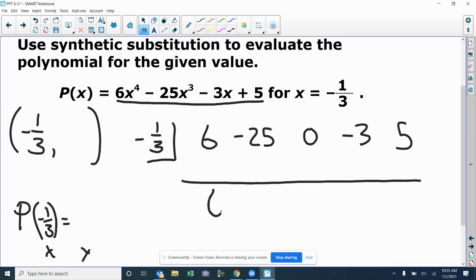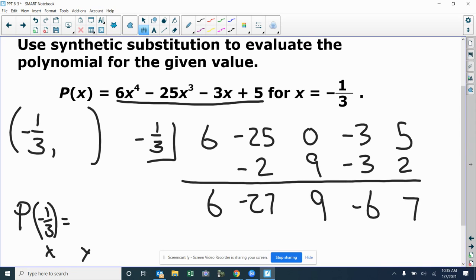6 comes down, right? What is 6 times negative 1/3? Negative 2. Add straight down, I get negative 27. Negative times negative gives me positive 9. 9 comes down, 0 and 9 is 9. 9 times negative 1/3 would be negative 3. That gives me negative 6. Negative times negative is positive, so that's going to give me a positive 2, which gives me 7.